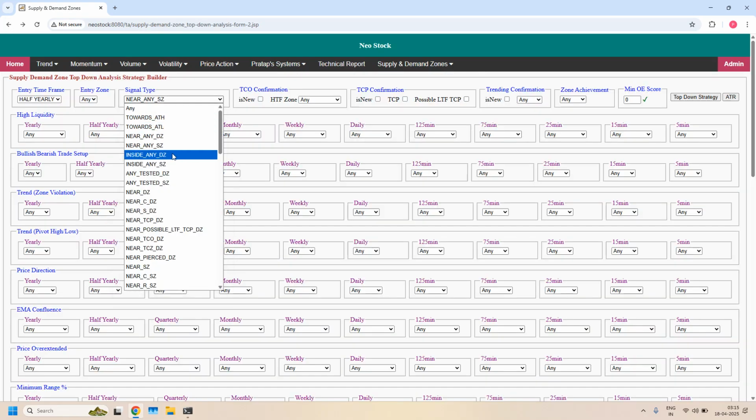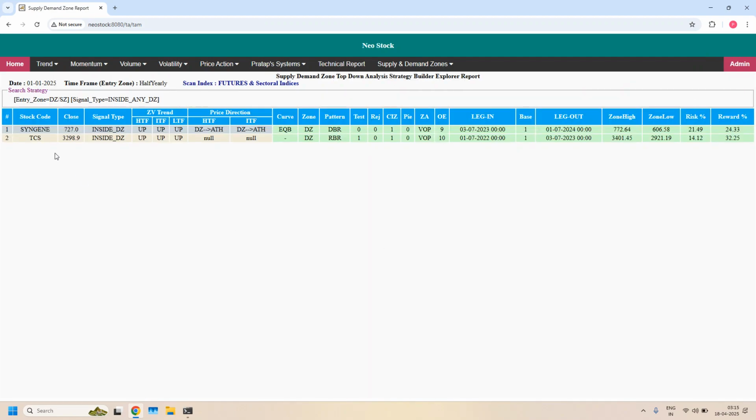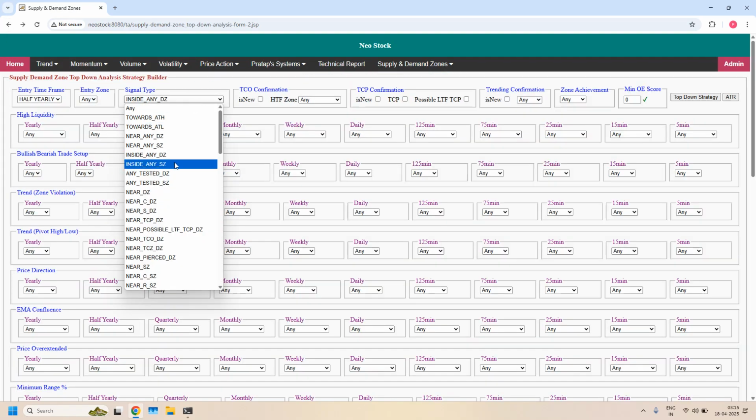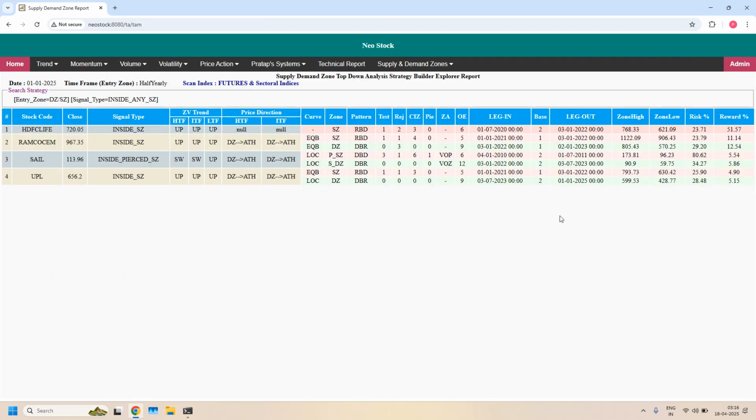And price closed inside the half yearly demand zone. We got 2 stocks. Next, price closed inside the half yearly supply zone. We got 4 stocks.